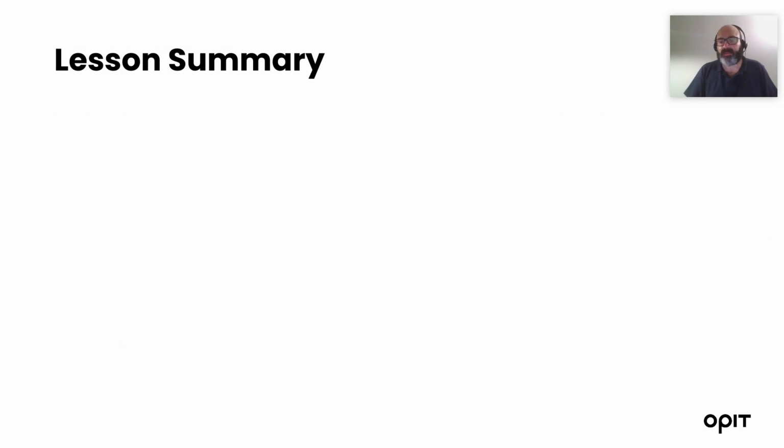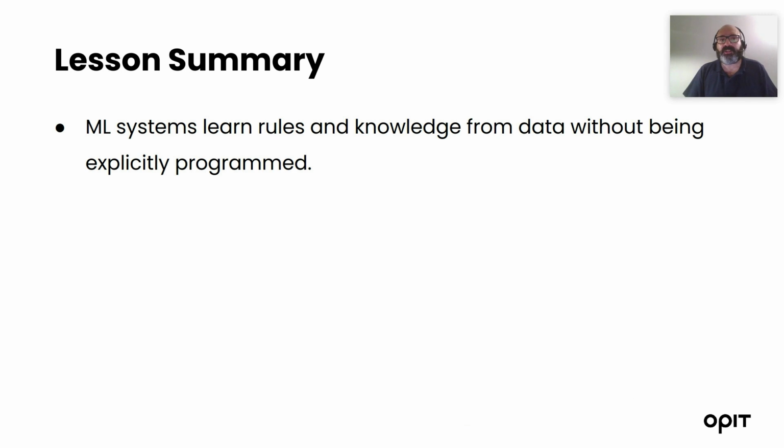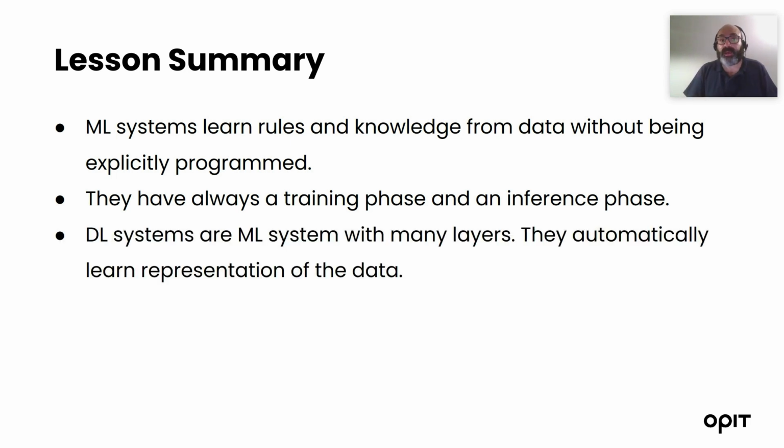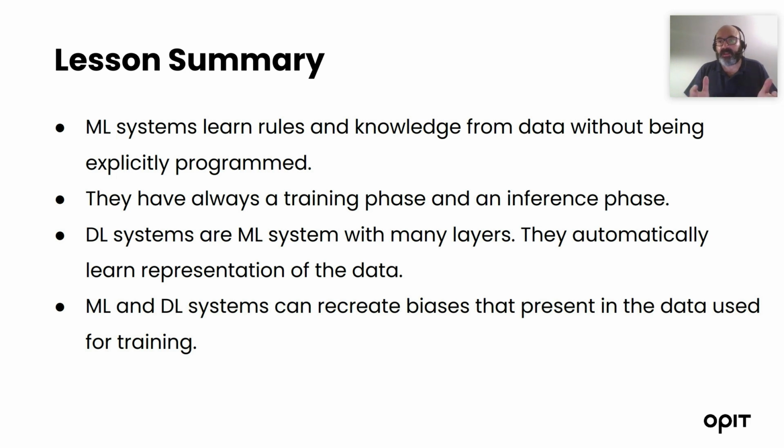To summarize today's lecture, we have learned that machine learning systems learn rules and knowledge directly from data without being explicitly programmed. They go through a training phase and an inference phase, and these are the two phases of the machine learning process. Deep learning systems are machine learning systems with many layers. They automatically learn representations of the data. Finally, one of the main concerns is that machine learning systems, and deep learning systems in particular, can recreate bias that is present in the data used for training.